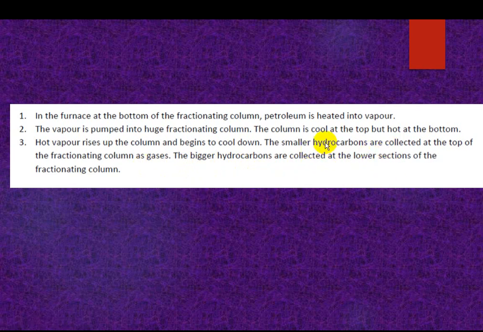Smaller hydrocarbons are collected. Okay, I'll arrange a meeting after 10 minutes.